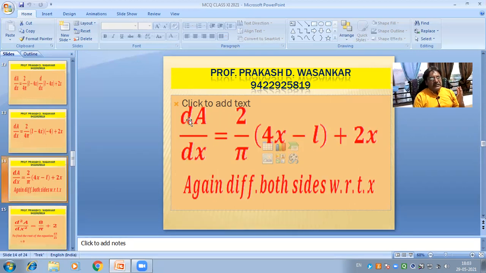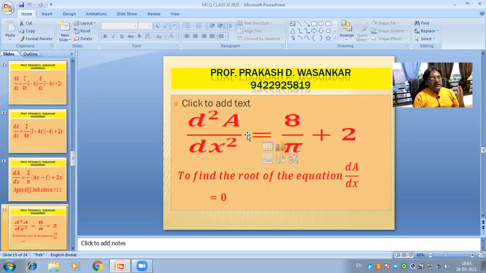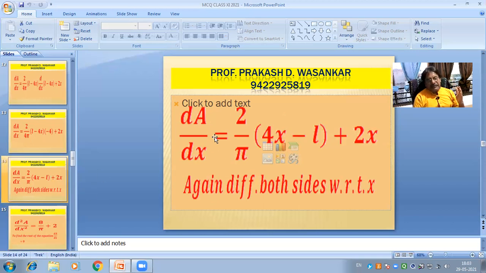We repeat this: d2A by dx square, which is equal to 8 by pi plus 2. This is the second order derivative. Again we repeat this step. Here differentiate both sides with respect to x.